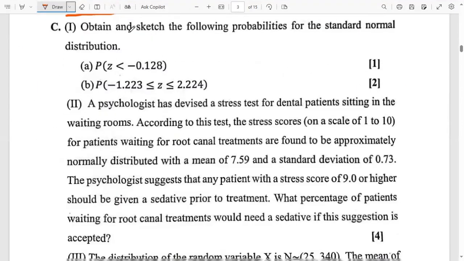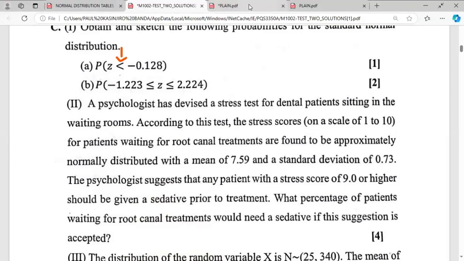So the other question now, they're saying obtain and sketch the following probabilities for the standard normal distribution. Okay, so the standard normal distribution, for you to find the probabilities, you always have to make sure that you have a less than here, less than or equal to or a less than. If you don't have a less than, you have a greater than. Make sure you change it into a less than using the what? The complement. Okay, so let's find this.